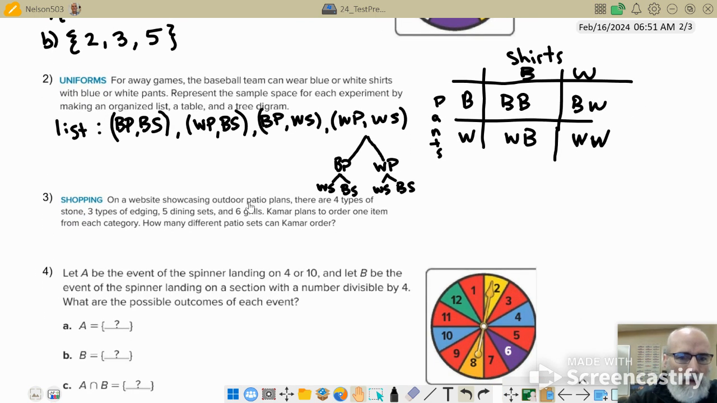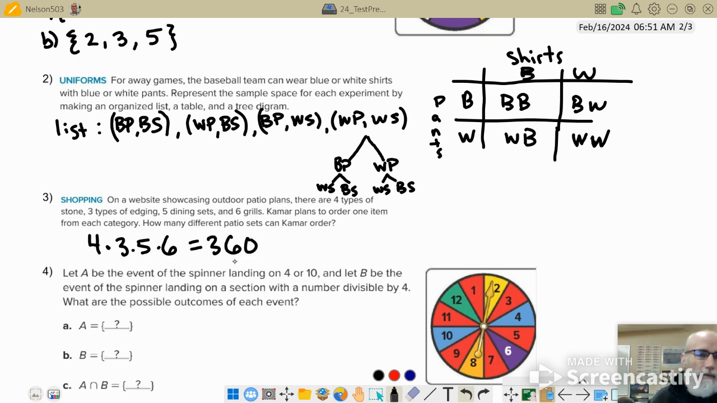On a website showcasing outdoor patio plans, there are 4 types of stones, 3 types of edging, 5 types of dining sets, 6 grills, and all you have to do is take each number and multiply it together to figure out the total number of combinations. So 4 times 3 times 5 times 6. Let's see, that's 12 times 5 would be 60, times 6, I think, is 360, unless I did some arithmetic wrong.